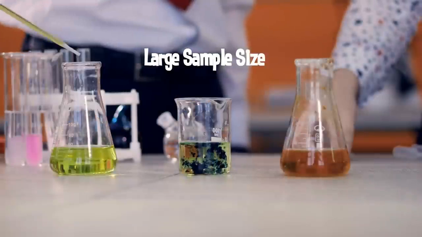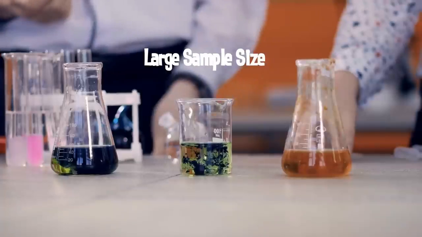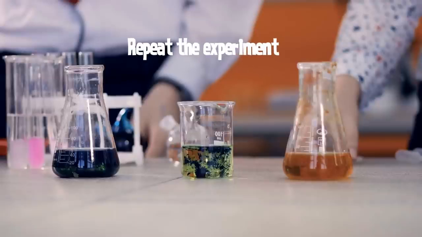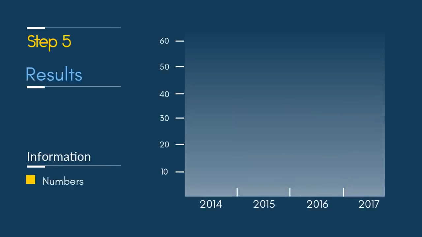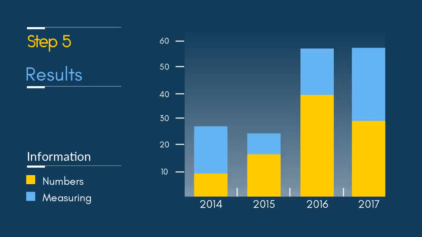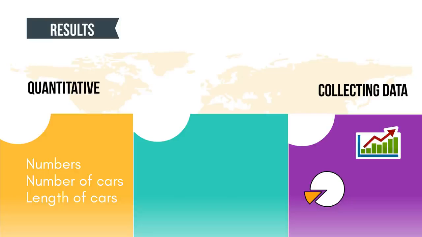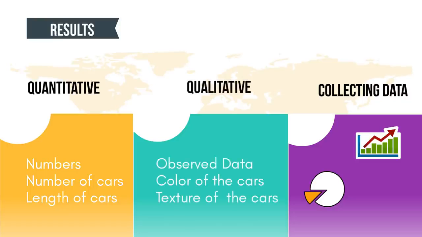In addition, a large sample size increases the accuracy of the experiment and results. And many times you need to repeat the experiment several times to ensure against errors that may be introduced. Step 5 is results. This is the information that you have gathered. Quantitative data is data that is numbered. Many times it is recorded on charts, tables, and graphs. Qualitative data includes illustrations and photographs, and this is data that is observed.